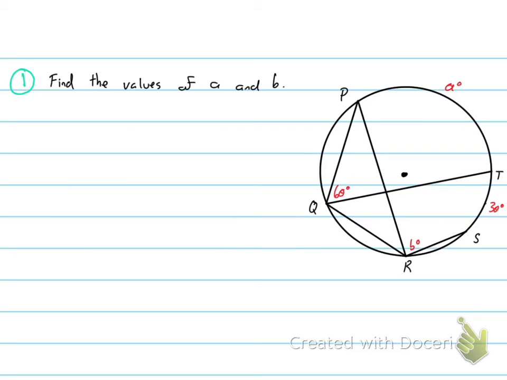So let's look at an example problem. I want to figure out what the values of A and B are in this diagram. So let's start with A. I can see that it's this arc here, and it's intercepted by this angle. So going from the angle to the arc, we're going to end up multiplying by 2. So if that angle there is 60 degrees, then A would be 120 degrees. And that's it.